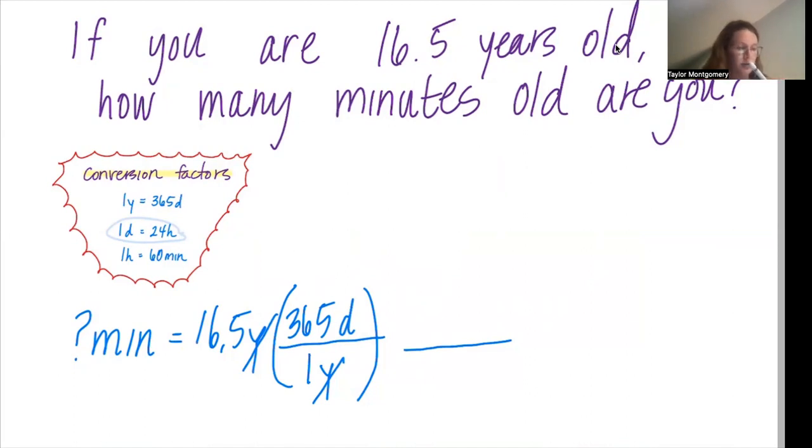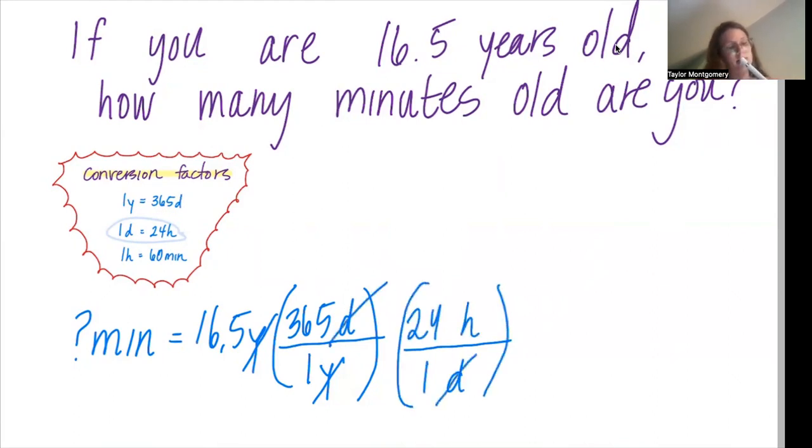So I'm going to do 1 day is equal to 24 hours. Parentheses, days cancels there and there. All right, now we're left with hours, still not in minutes, so we have to do our last conversion. Use our last conversion factor. So we have 1 hour is equal to 60 minutes. Cancel out hours, cancel out hours.